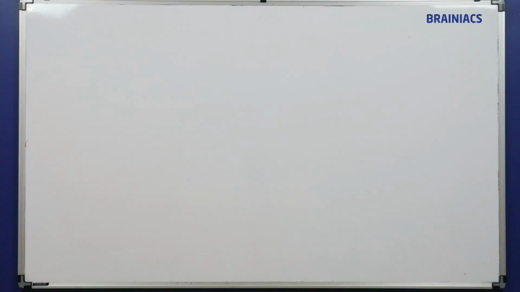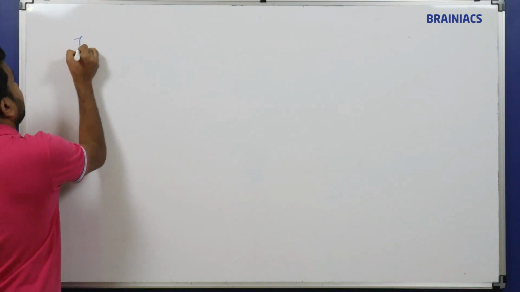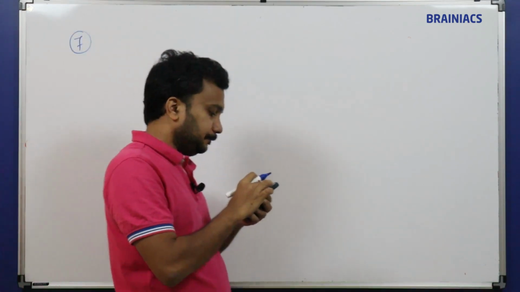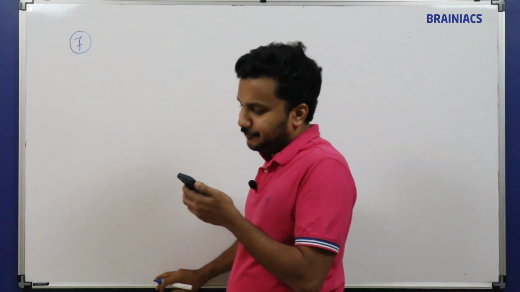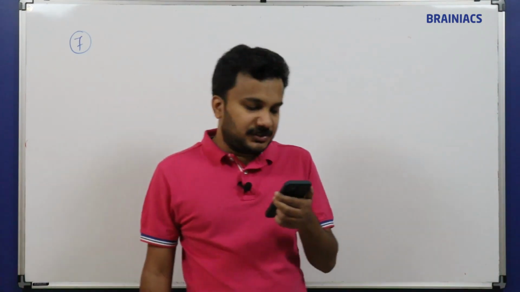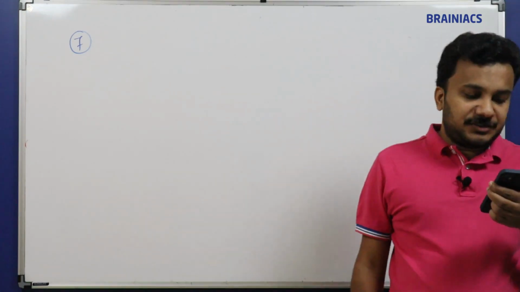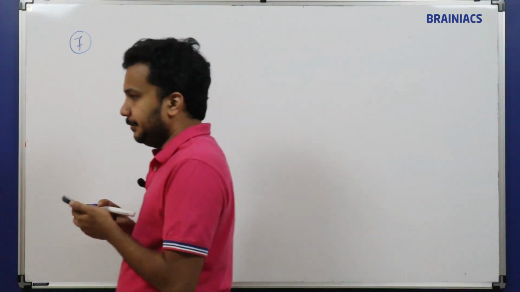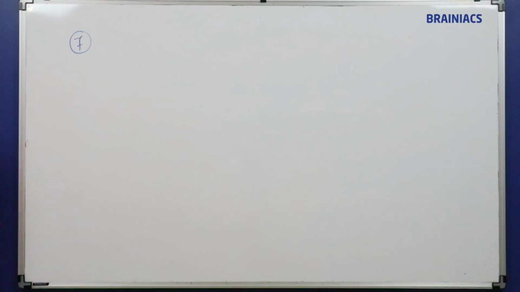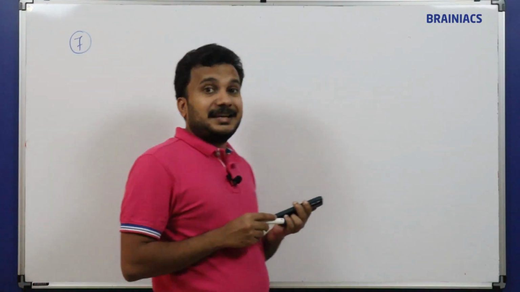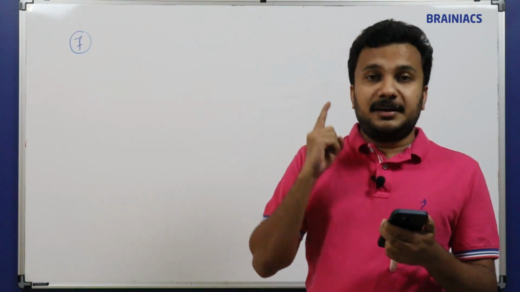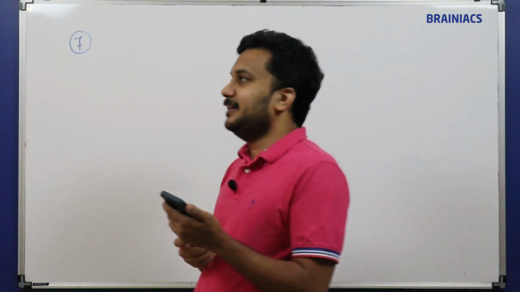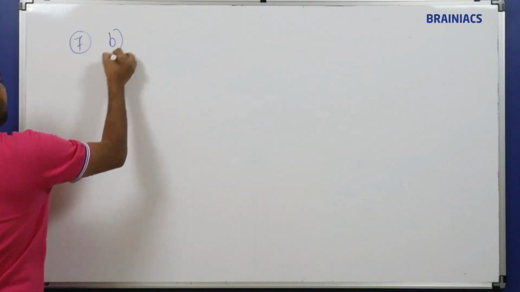Let's move to the seventh question. The number of photoelectrons in the photoelectric effect depends on the frequency and intensity of light, both A and B. How many electrons are emitted depends only on the intensity of light.